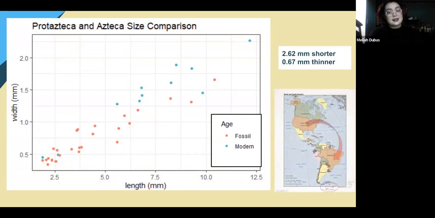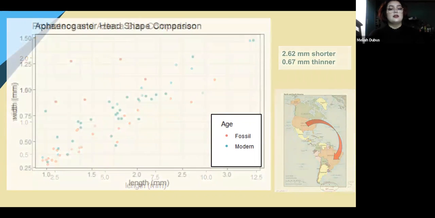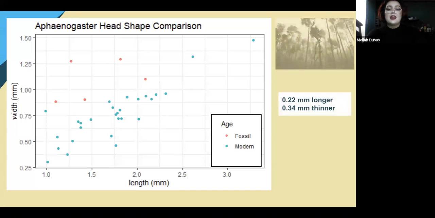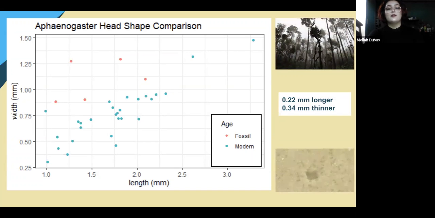We found that Protostega got 2.62 millimeters shorter and 0.67 millimeters thinner on average when they evolved into the modern Azteca and migrated from Colorado to Brazil, some sticking to similar ecosystems and some diversifying. Affengaster's head shape changed into a 0.34 millimeters thinner and 0.22 longer head to aid them in their new microhabitat when they moved from the trees to living underground.